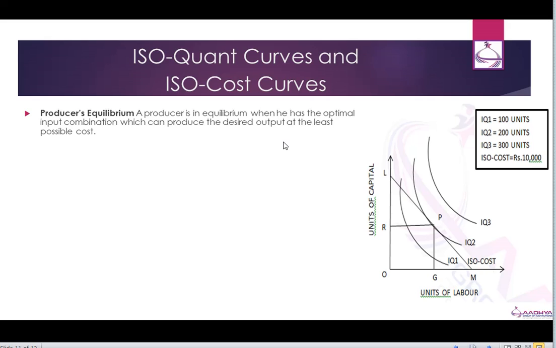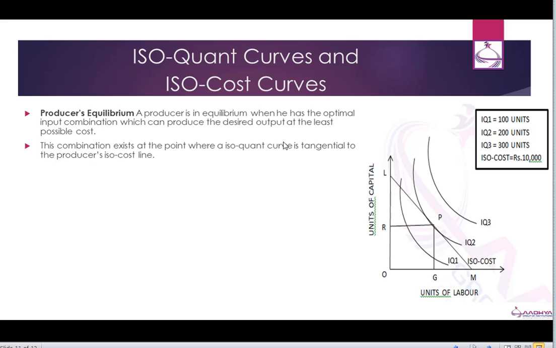First thing, a producer is in equilibrium when he has the optimal input combination which can produce the desired output at the least possible cost. So we want a combination which will enable us to spend the least amount for producing a certain level of output, or we can say, given my budget, what is the highest output I can generate.